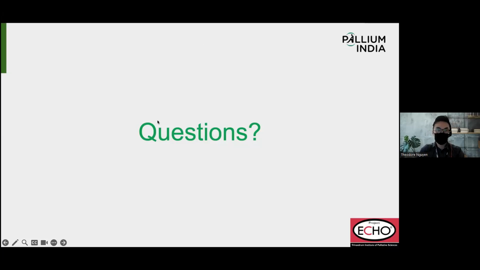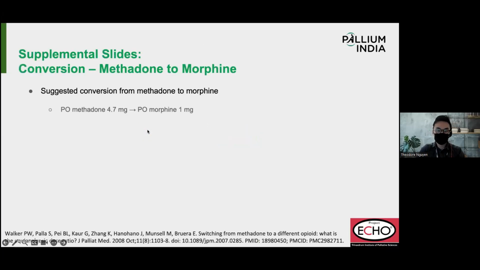Sorry, I also have one more slide because I know this question may pop up later. As I emphasized, the conversion ratios before were from other opioids to methadone. Some people may ask, what if we need to switch methadone to morphine? There was one study that looked at this conversion, which I provided the reference for down there. If you are doing the conversion, there is a proposed conversion of 4.7 to 1 that can be utilized if needed.